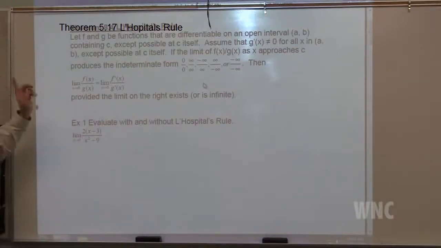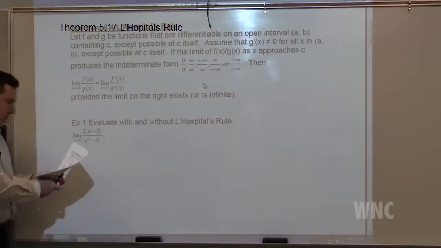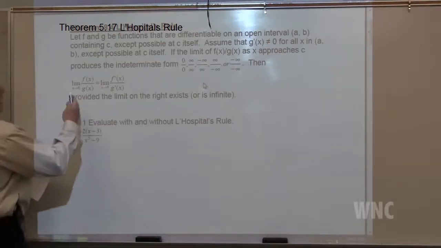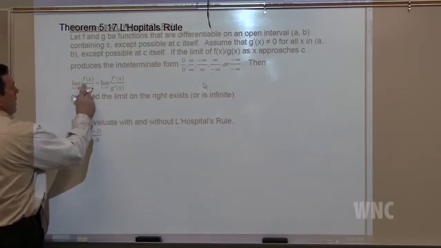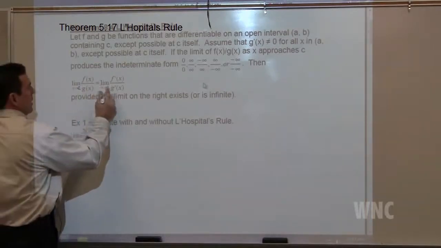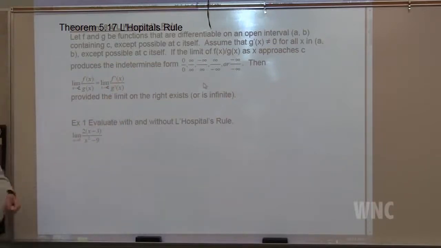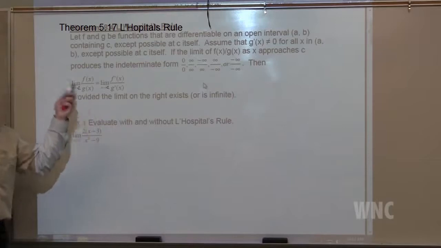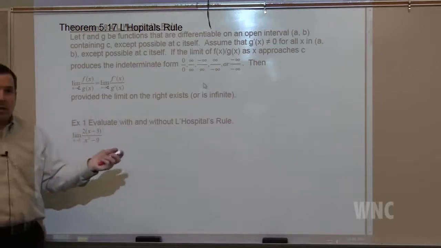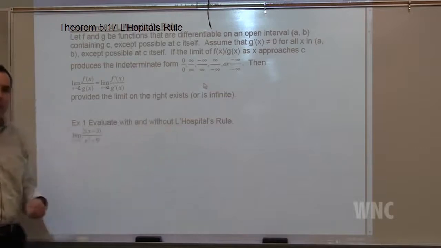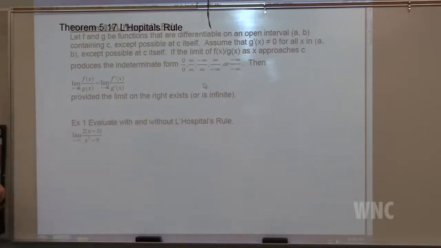Then here's this cool thing. The limit as x approaches c of f of x over g of x is the limit as x approaches c of f prime of x over g prime of x. So you take the derivative of the numerator and the derivative of the denominator, and you evaluate it. If it's still indeterminate, you can take it again and again until you get something that is determinate, provided the limit exists.